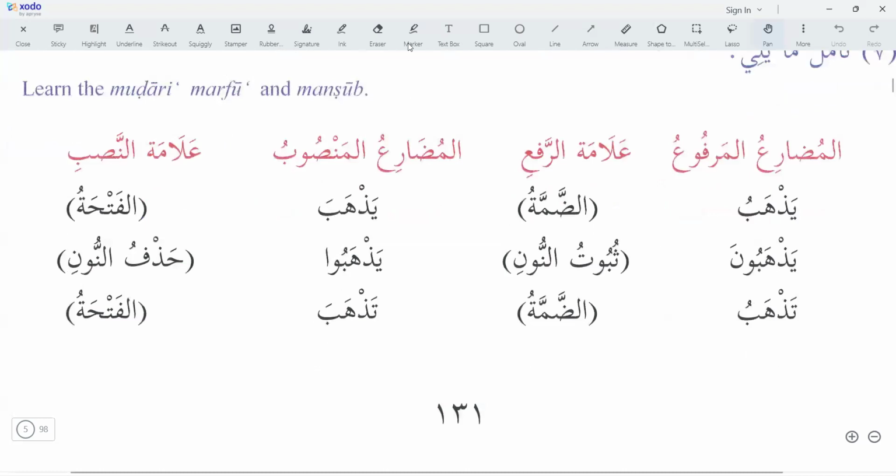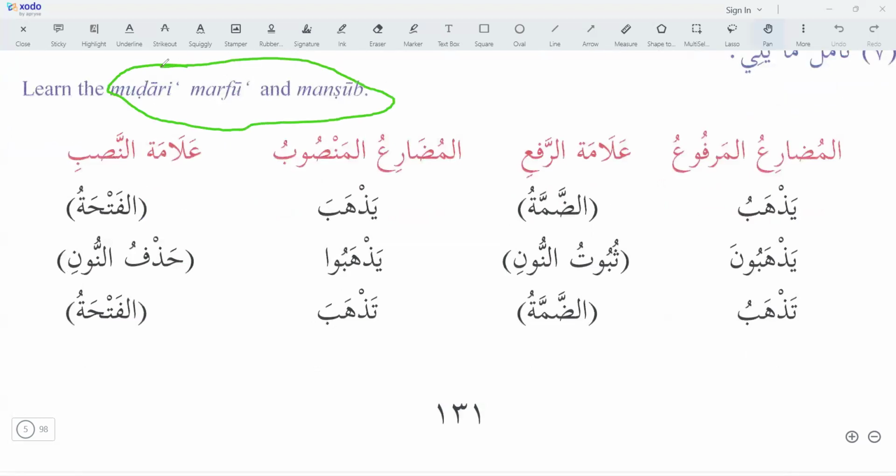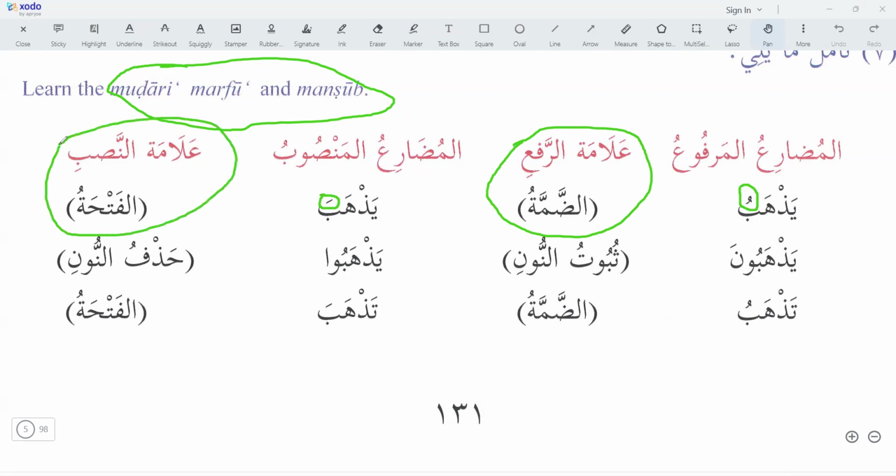Learn the mudare, marfu and mansub. Mudare, marfu and mansub. There are the verbs yazhabu, yazhabuna, tazhabu, azhabu, and nazhabu. They have a dhamma when they are marfu. So this dhamma changes into fatha when they are mansub. So alamatu rafa is dhamma, and when it is mansub, alamatu nasab is fatha. Yazhabu, alamatu rafa dhamma. And al mudare mansub, yazhaba, alamatu nasab is fatha here.